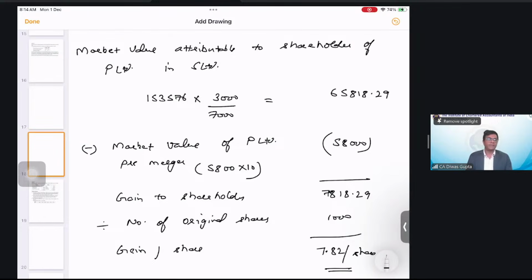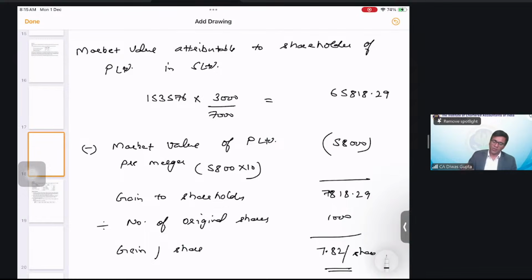I hope the solution is clear till here, students. So one, this question has only asked us to calculate the gain or loss to only one company, which is P Limited. In this, we have adopted an approach of what percentage of holding is held by the shareholders of P Limited within the new company, and hence we have arrived at their pre and post merger value of only P Limited shareholding in S Limited, and then we have divided by the number of original shares to arrive at the gain per share. Clear?